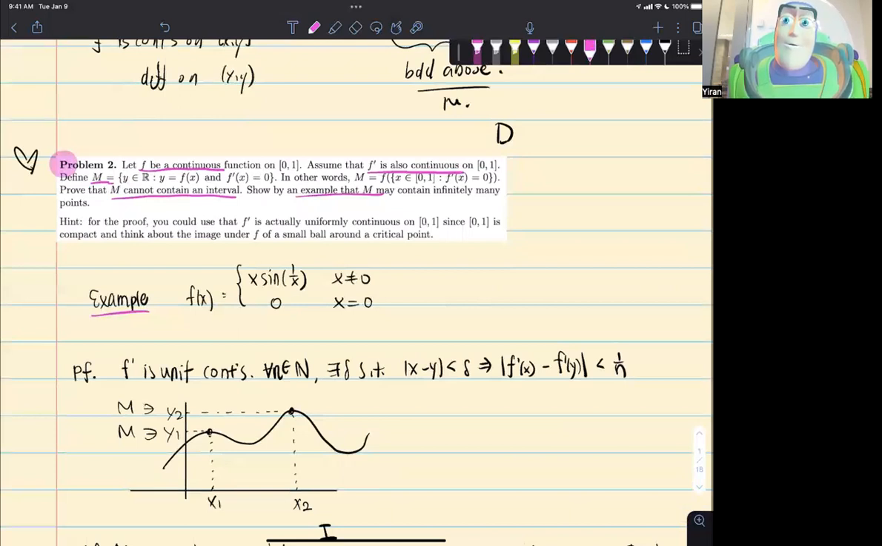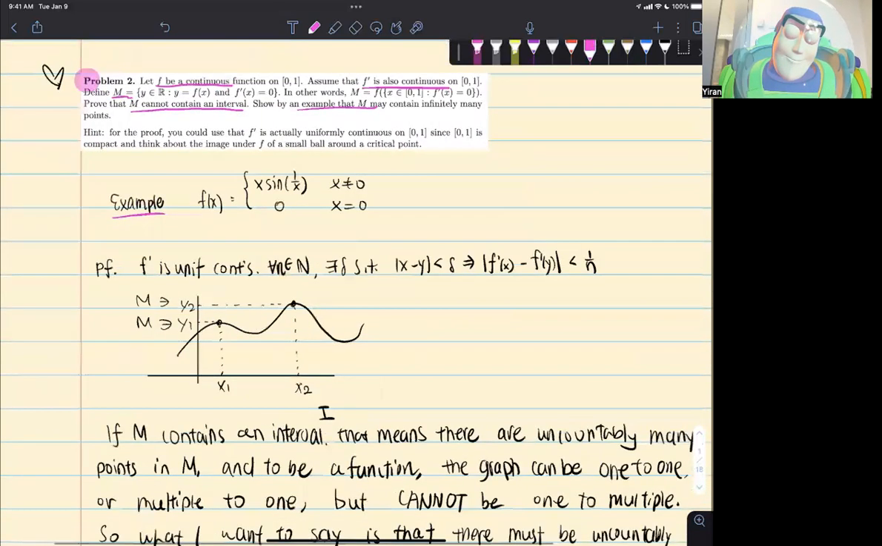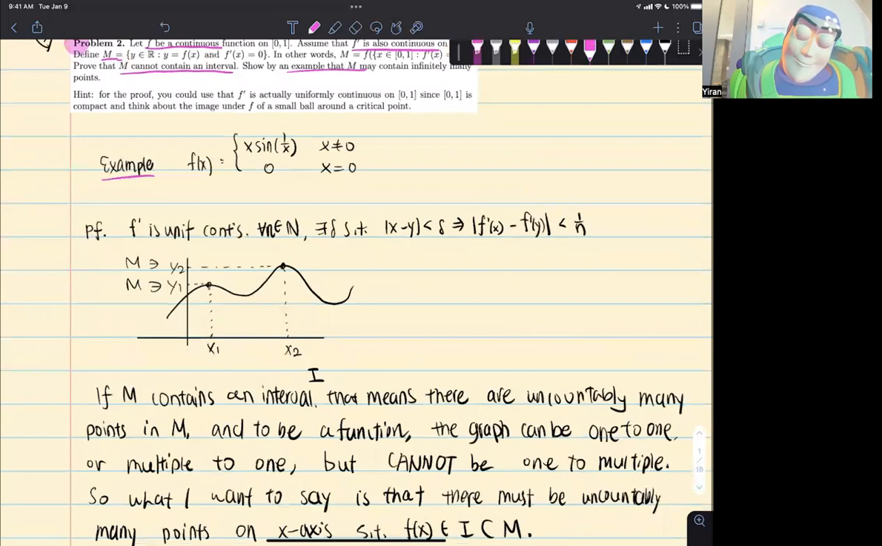So let's assume M does contain an interval. And what does it mean by interval? If you have countably many points in that set, then it is not an interval. An interval on the real line means uncountably many points, and not just uncountably many. For example, rational numbers are countably many, but they are still not an interval. We need continuous uncountably many. So my point is there are many points in M, and those points form an interval in M.